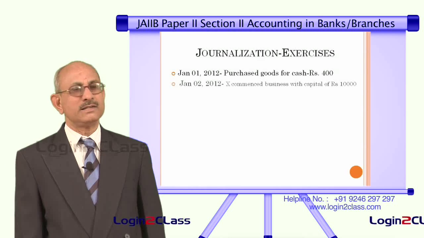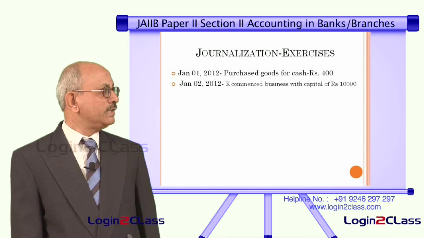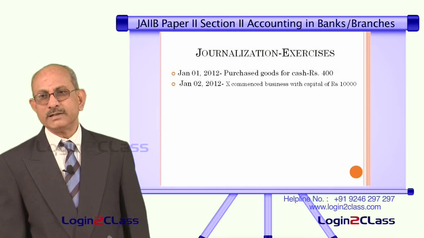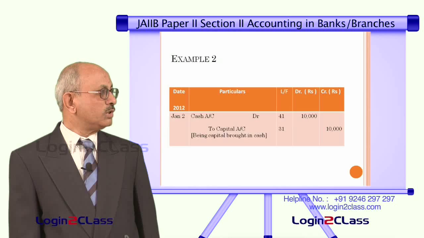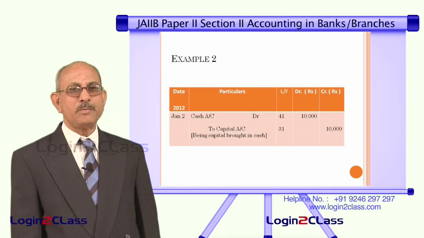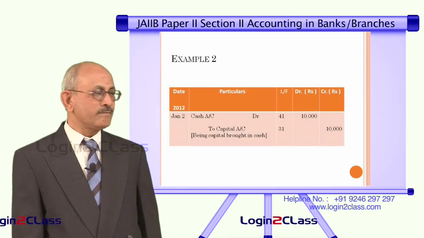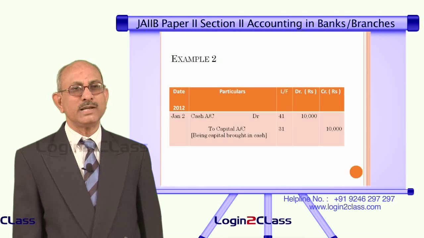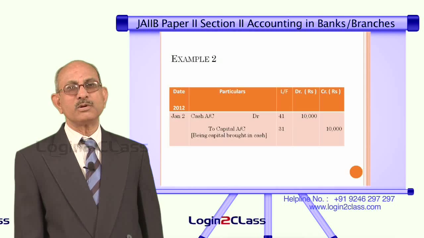Now let us take another example. X commenced business with capital of rupees 10,000. So here first identify which are the accounts to be debited and credited, that means which are the accounts which get affected by this transaction. First of course is the capital account, because capital has been brought in by the proprietor. And what has he brought in? He has brought in cash of 10,000 rupees. Though the word cash is not there, it is presumed because he is bringing in capital. So that means he has brought cash.